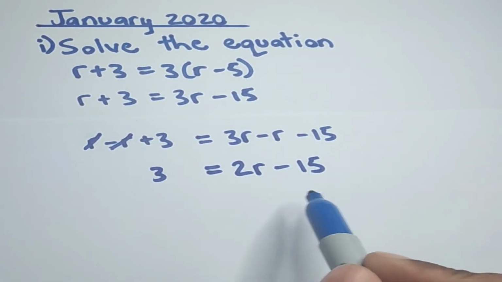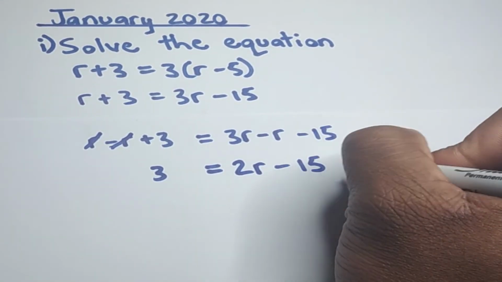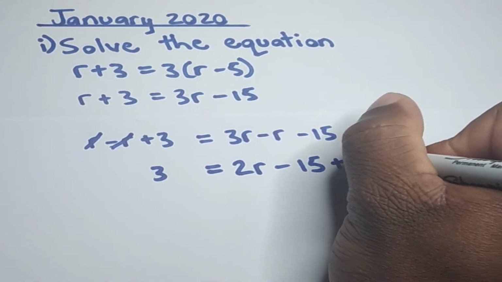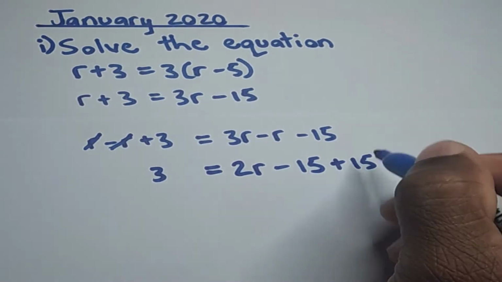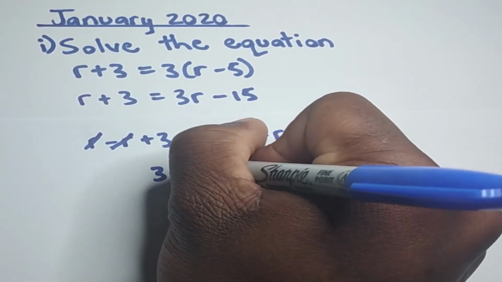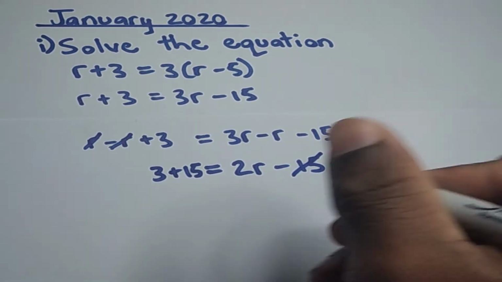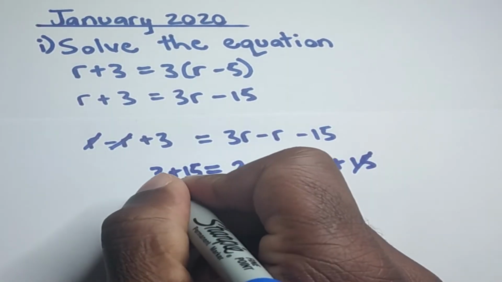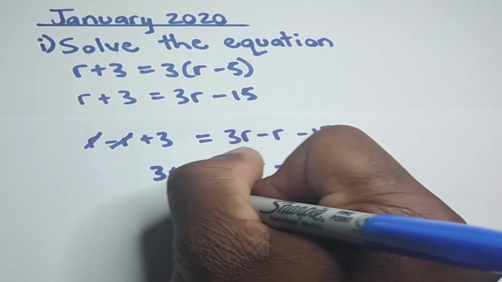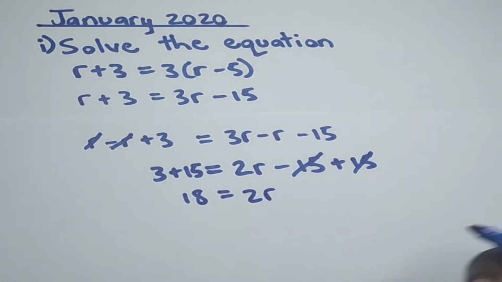Now what we want to do is to get rid of the negative 15. So to get rid of this negative 15, I'm going to do the opposite, which is to add 15. However, if I add 15 on this side, I'm also required to add 15 on this side as well. So negative 15 will cancel the positive 15. And over here, I'll have 3 plus 15, which is 18, is equal to 2r.